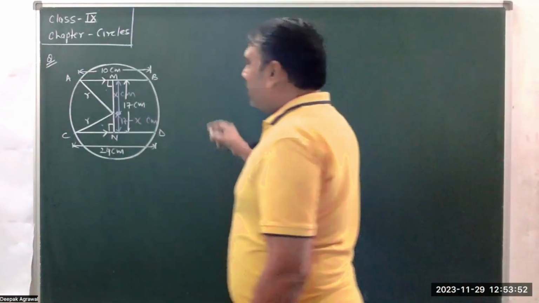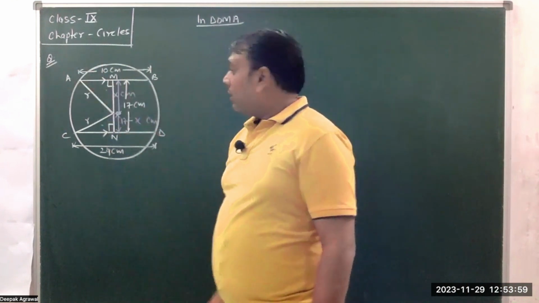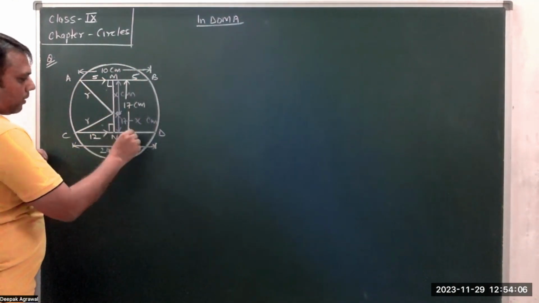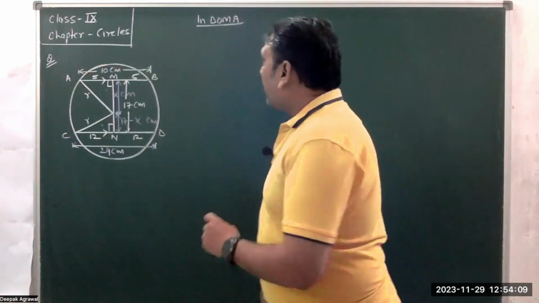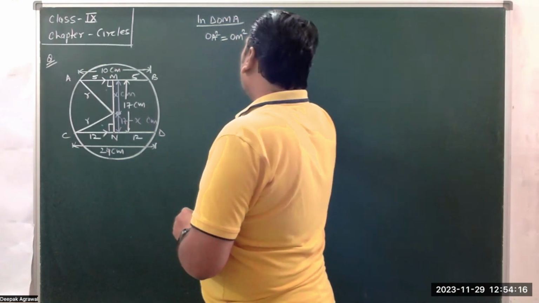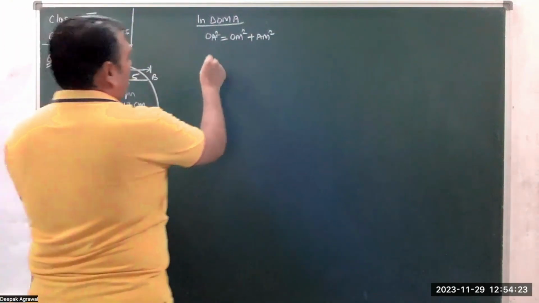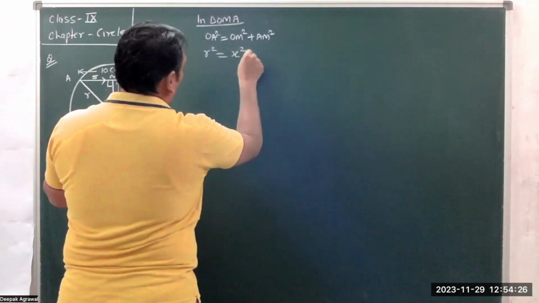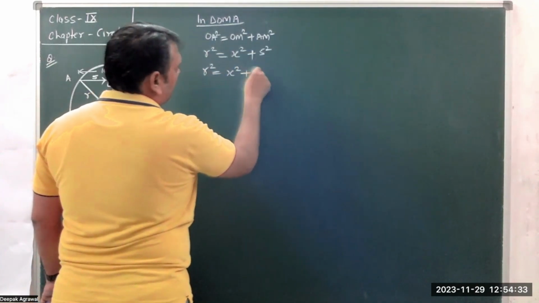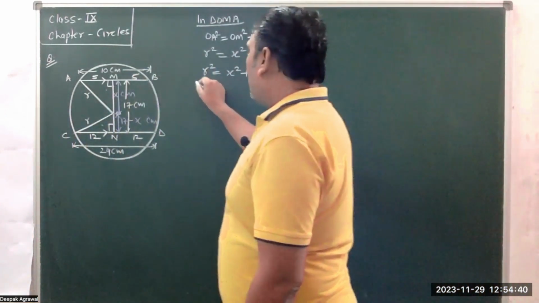So in triangle OMA, perpendicular from center also bisects the chord. So this becomes 5, this becomes 5, this becomes 12, this becomes 12. So in triangle OMA, OA square is equals to OM square plus AM square, that is Pythagoras theorem. So if I write OA square, that is R square, is equals to x square plus 5 square. So R square comes out to be x square plus 25. That is number 1.